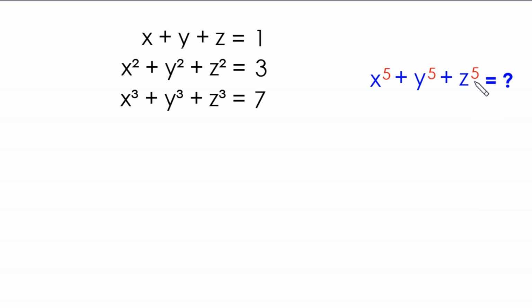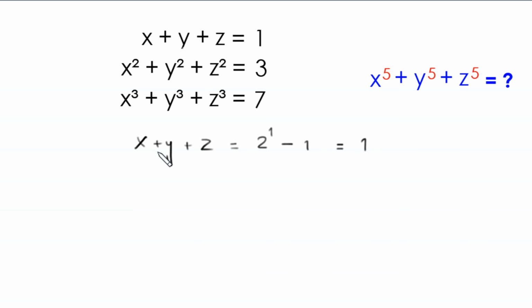So let's start. If we see the pattern in this problem, we notice that the first equation, x plus y plus z, is equal to 2 to the power 1. Since here we have power 1, we write 2 to the power 1 minus 1, that is equal to 1.